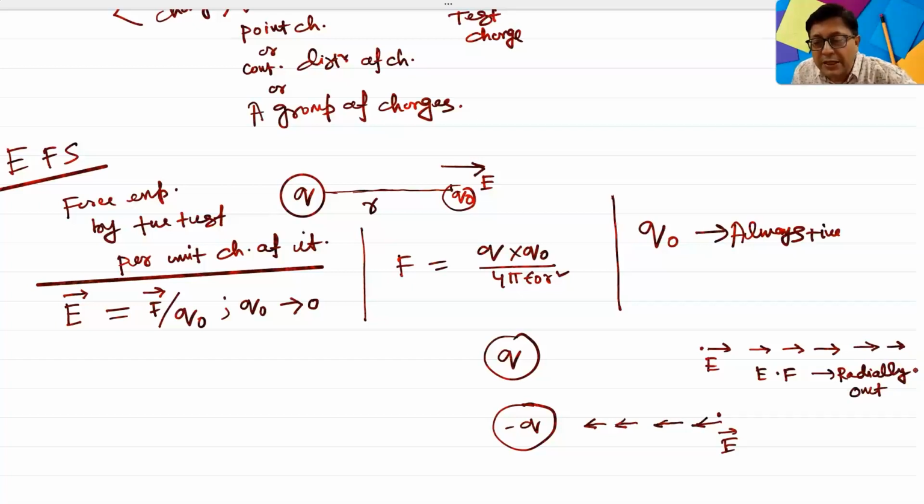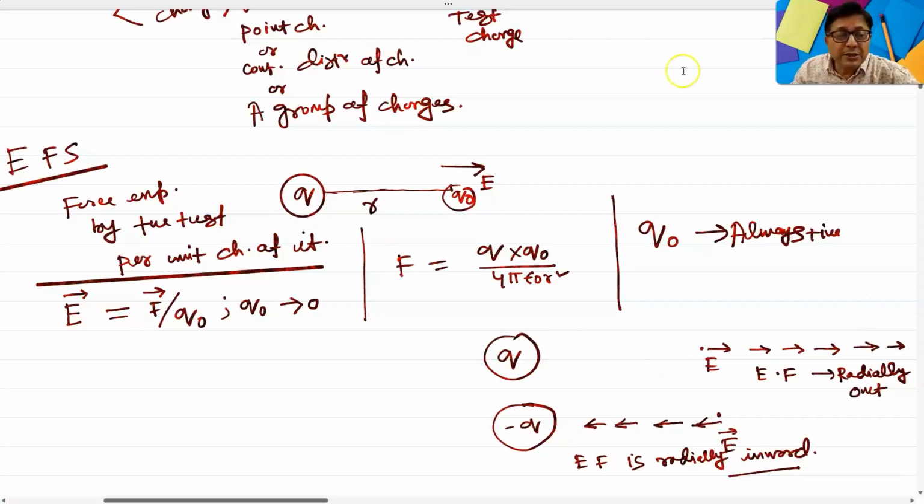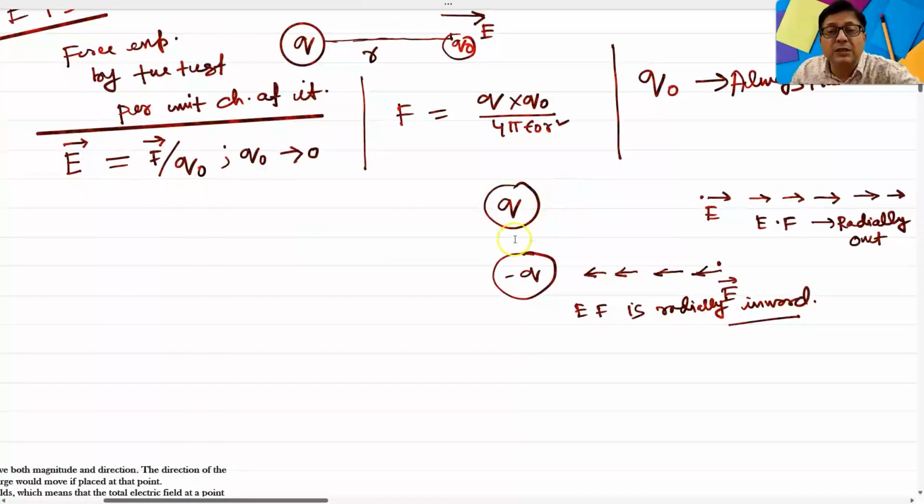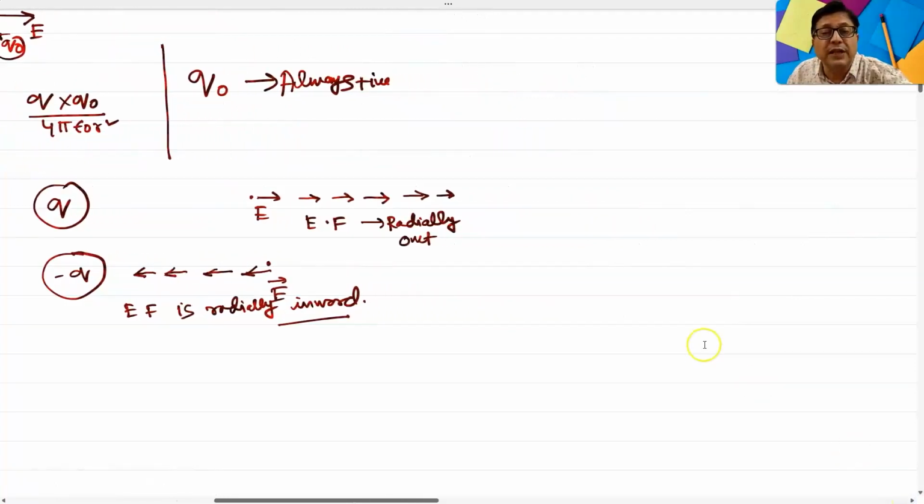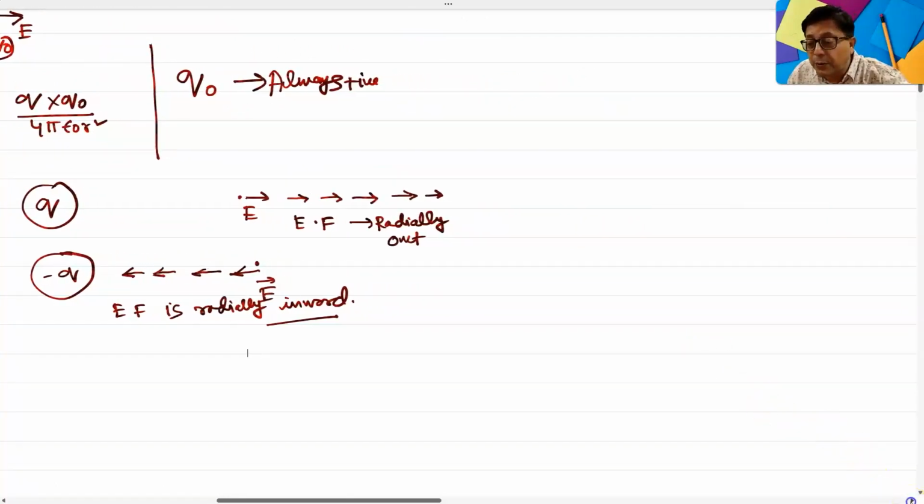And this electric field is radially inward. Okay. So in this example, we have taken a charge which is a point charge. Due to this point charge, we are going to find the strength of electric field at a point. How to find the strength of electric field at a point due to a point charge, that I am going to discuss now.